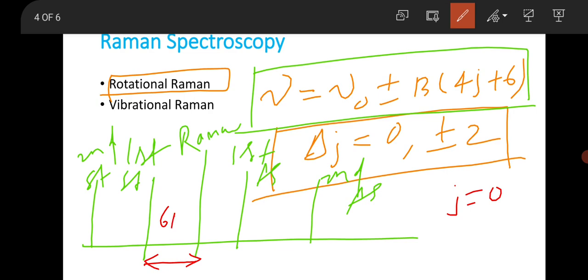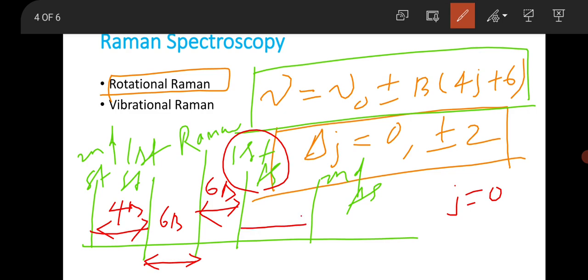So this distance is 6b. Similarly, this distance between the Raman line and the first anti-Stokes line is also 6b. So this distance will be 4b, this distance will be 4b. Similarly, if you move to the third anti-Stokes line, in between the second anti-Stokes line and the third anti-Stokes line, this distance will similarly be 4b.